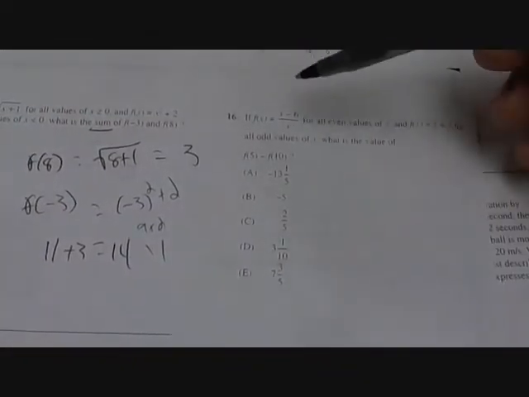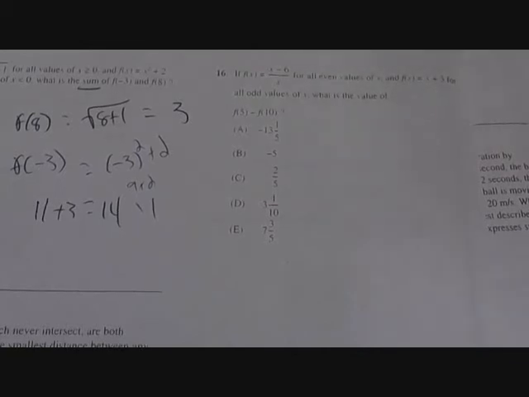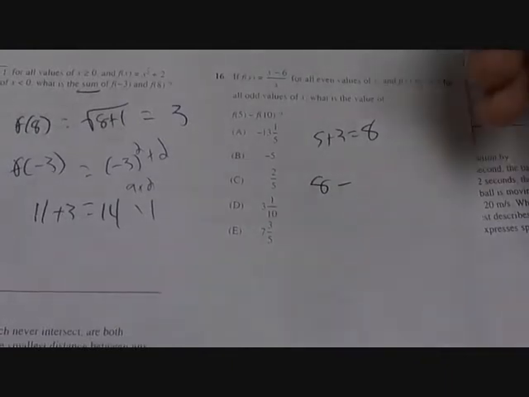16. If f of x is equal to x minus 6 divided by x for all even numbers, and f of x is equal to x plus 3 for all odd numbers, what is the value of f of 5 minus f of 10? So the same thing we did in the last one. So f of 5, 5 is odd, so you use this equation. So 5 plus 3 is equal to 8. So you get 8 minus something. So you plug in 10, which is even. So you plug into that one.